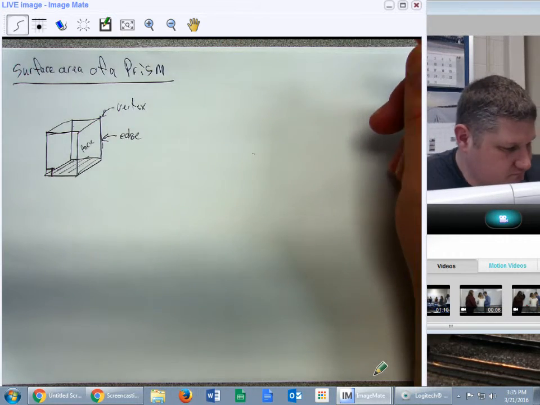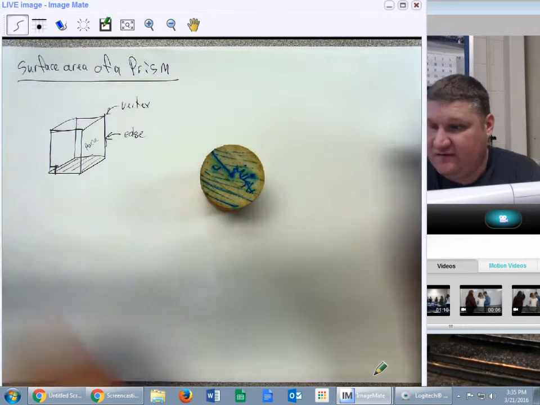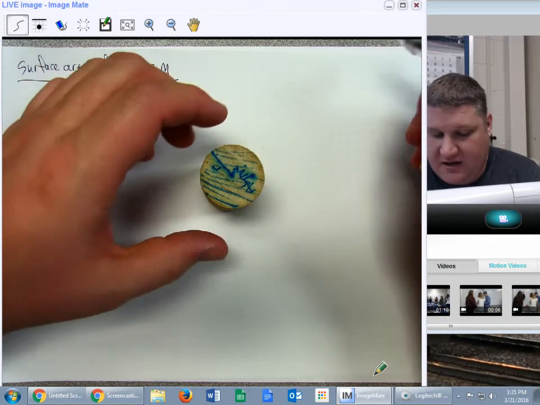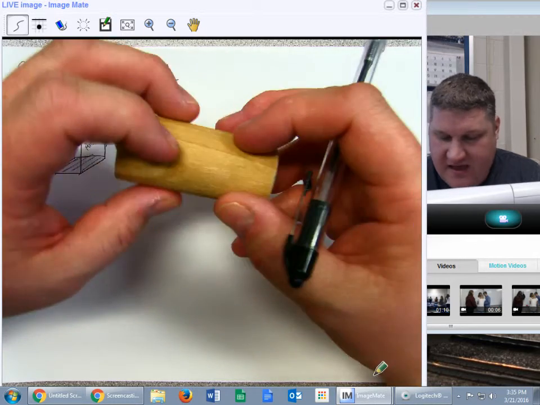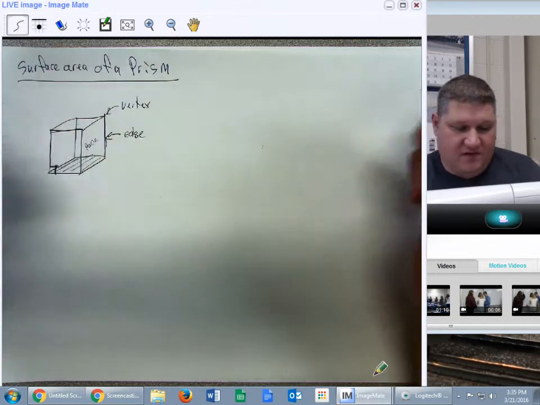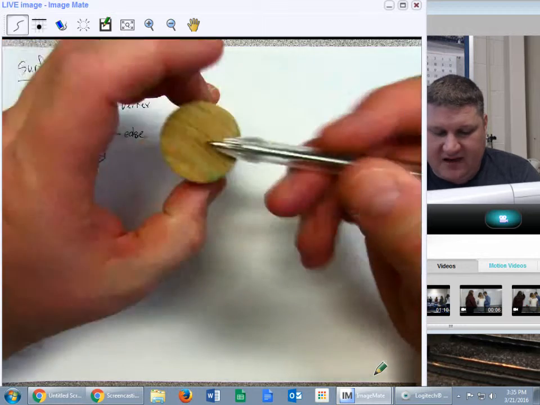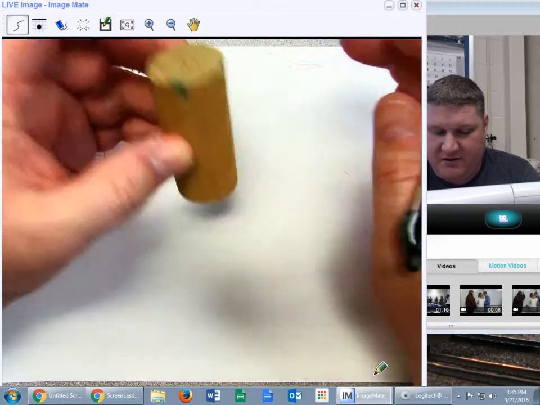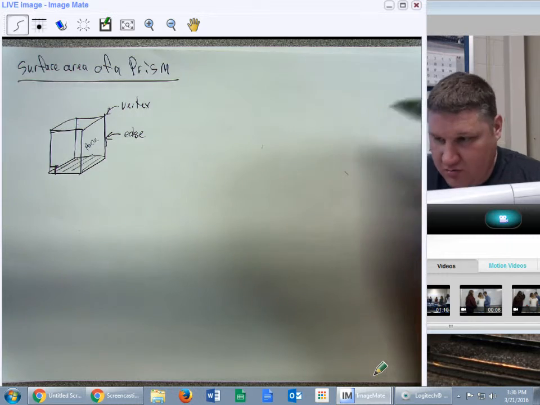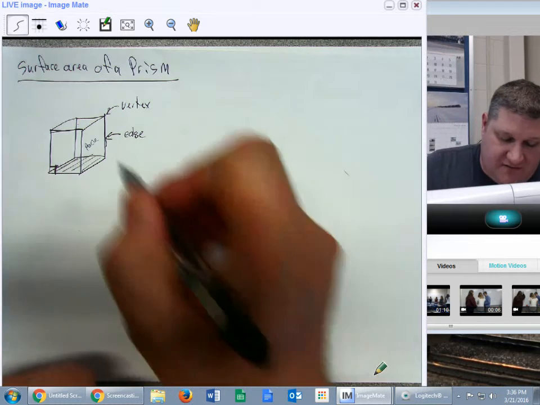However, if I have something like this, it becomes more problematic because obviously this shape here is not the same as top or bottom. So the bases have to match. Bases in a prism are both parallel and congruent. Parallel and congruent. So those would be the bases.